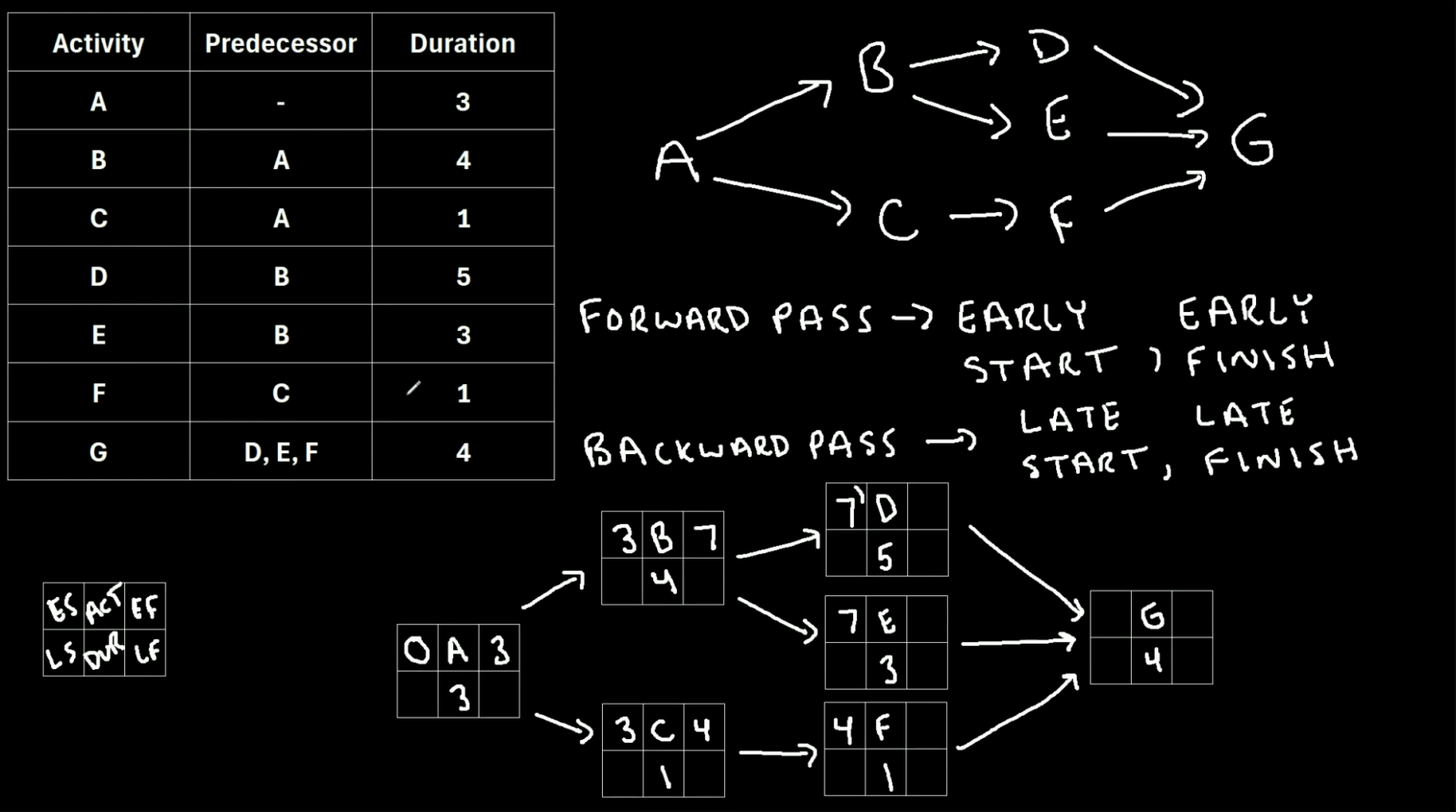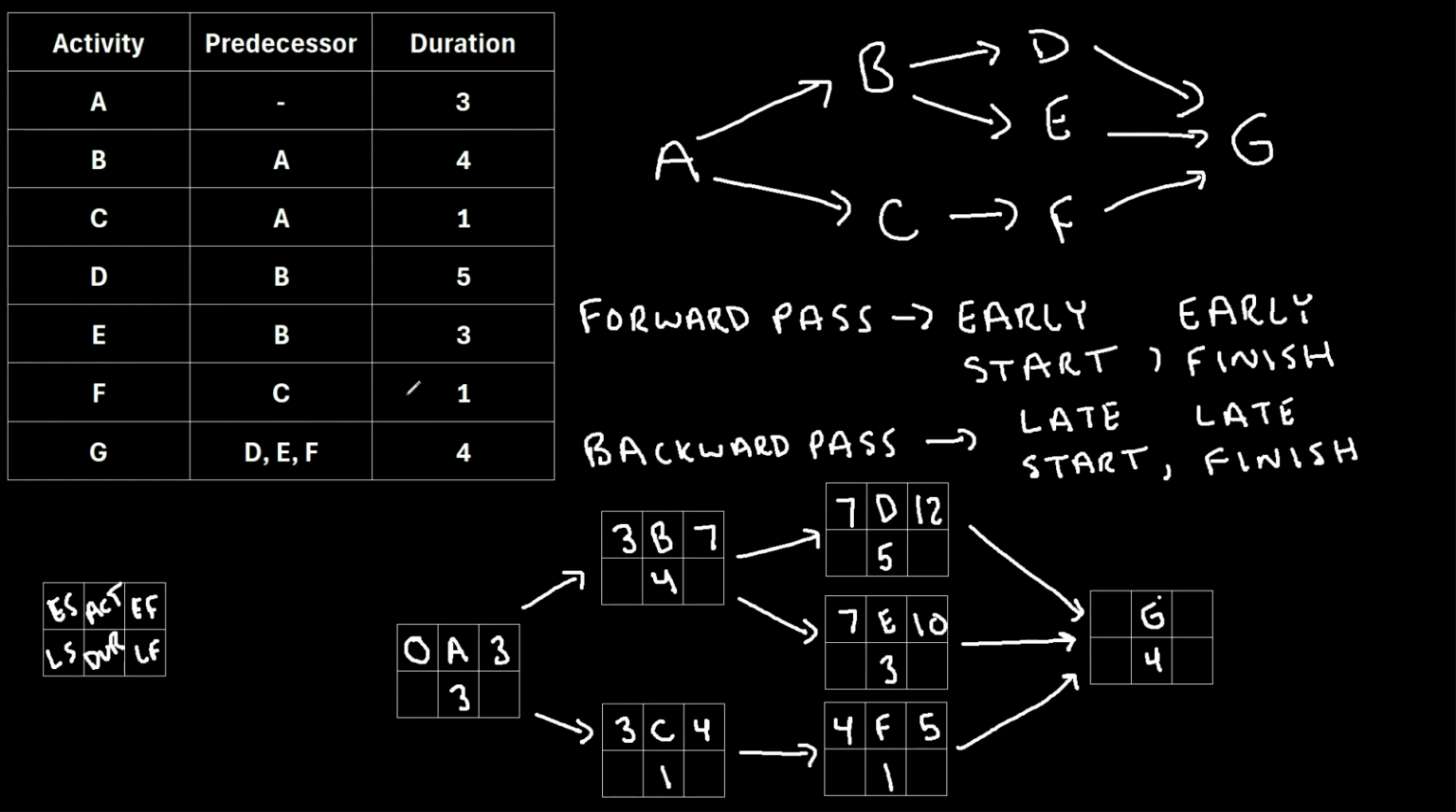So for activity D, we'll take the 7 and add the duration of 5. 7 plus 5 is 12. The early finish for activity D is 12. Then for activity E, we'll do 7 plus 3, and that's 10. And for activity F, we have 4 plus 1 is 5.